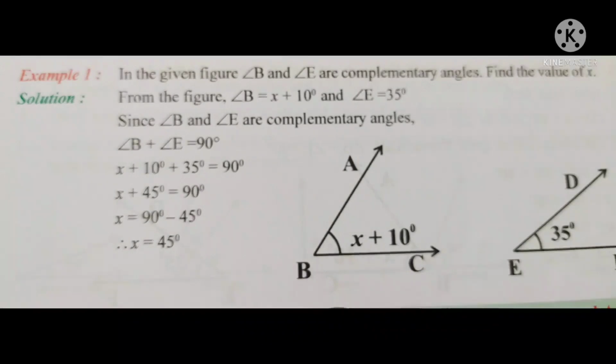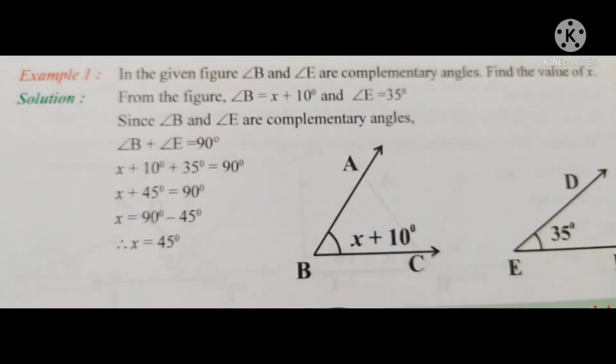Let us solve one example. The question is, in the given figure, angle B and angle E are complementary angles. Find the value of x. Solution. From the figure, angle B equals x plus 10 degrees and angle AE equals 35 degrees. Since angle B and angle E are complementary angles, angle B plus angle E equals 90 degrees.